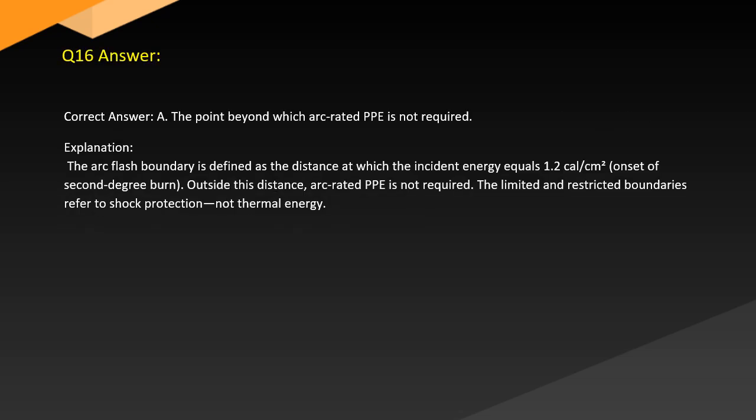Answer. Correct answer: A. The point beyond which arc-rated PPE is not required. Explanation. The arc flash boundary is defined as the distance at which the incident energy equals 1.2 cal/cm², the onset of a second-degree burn. Outside this distance, arc-rated PPE is not required. The limited and restricted boundaries refer to shock protection, not thermal energy.